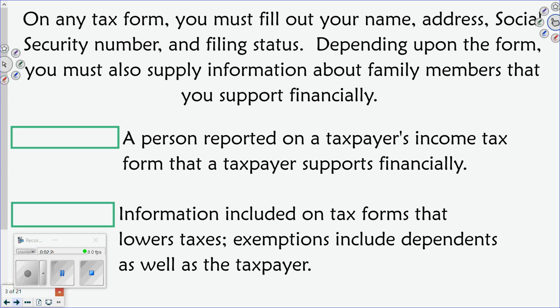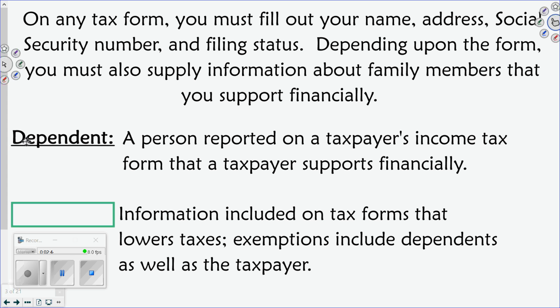Depending upon the form, you must also supply information about family members that you support financially. So what do you call those people that you support financially? Daisy? Those are your dependents. Any person that you report that you support financially are your dependents. So like your parents, when they file their tax forms, you are their dependents.